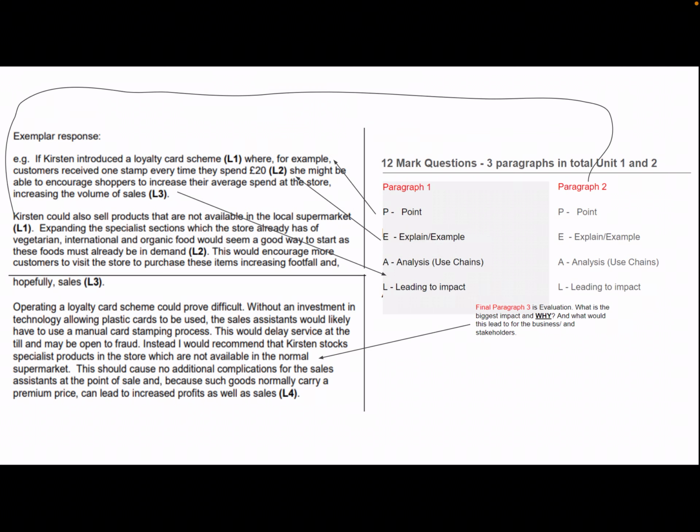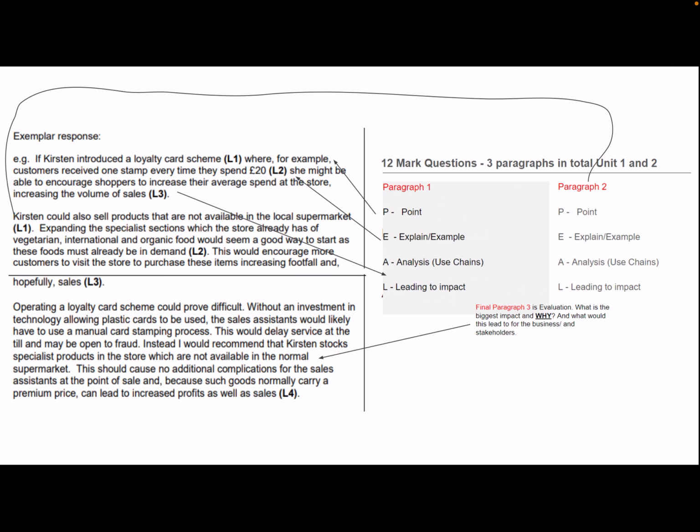So in the first one, as you can see, they've used the idea of a loyalty scheme. So I've applied it to our 12-mark case study, our 12-mark question structure. And as you can see there, the first point, if Kirsten introduced a loyalty scheme. So there we go, we've made our first point. We're then going to explain, possibly give an example. In this case, they have said where, for example, customers receive 1 stamp every time they spend £20.